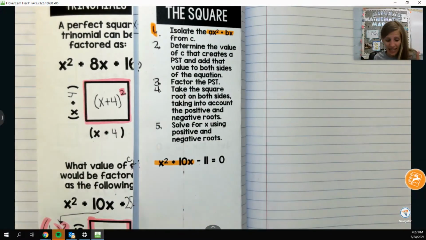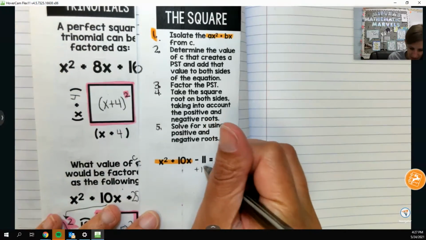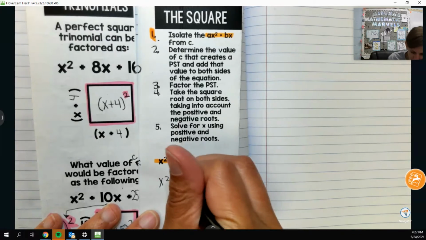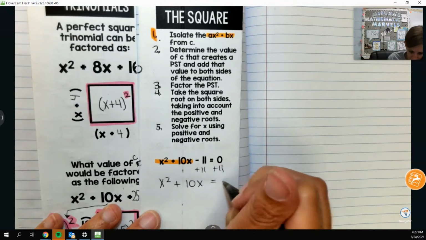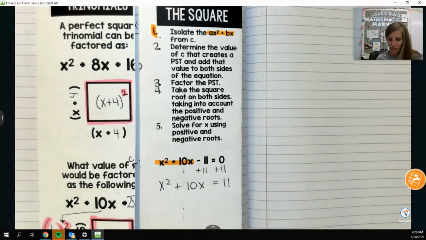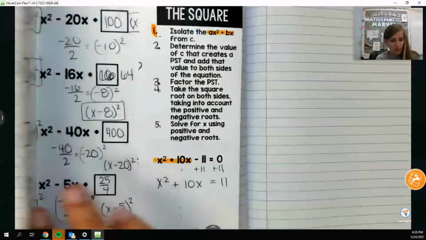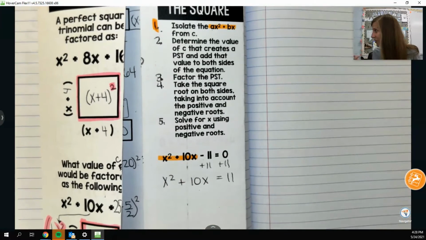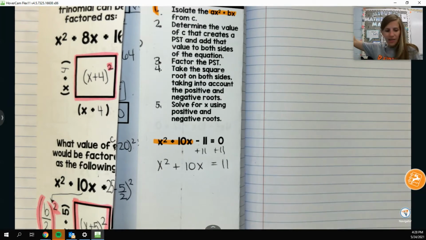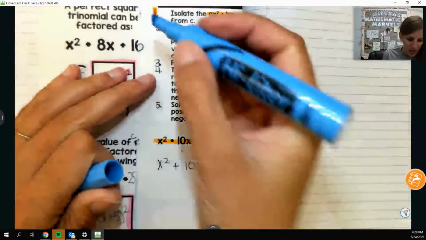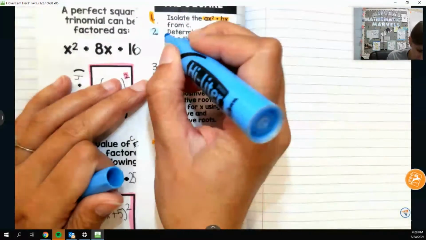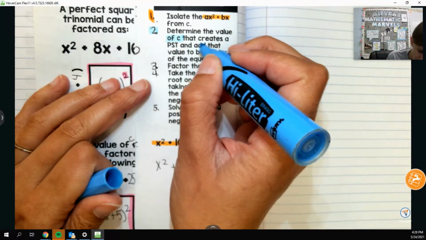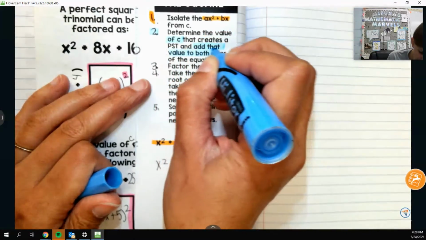So to get that C out of there, we're going to add 11. So we'll have x squared plus 10x equals 11. Because then, just like we were doing before, we're only looking at A and B, and we can think about what is that magic C value that completes my square. So for step 2, determine the C value that creates our perfect square trinomial and add that to both sides.